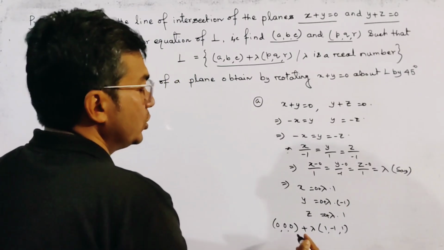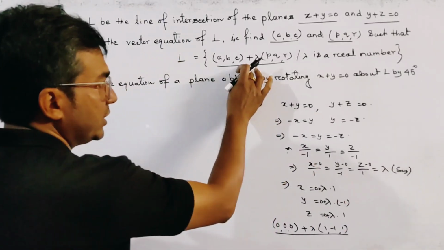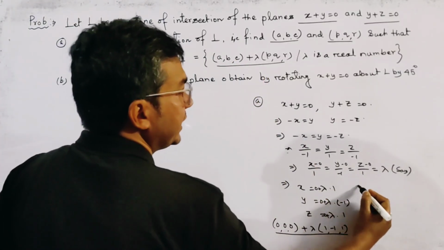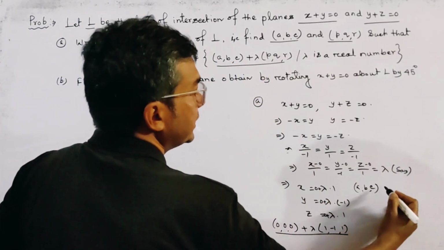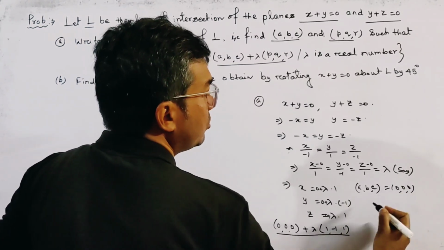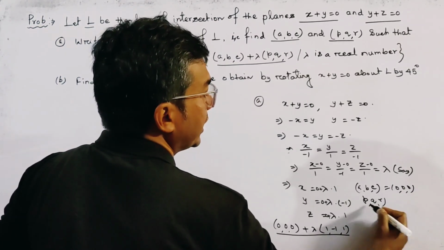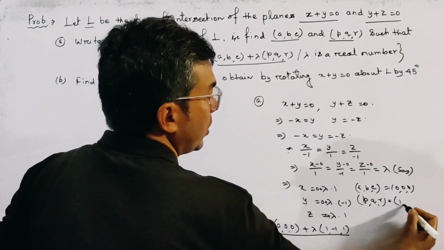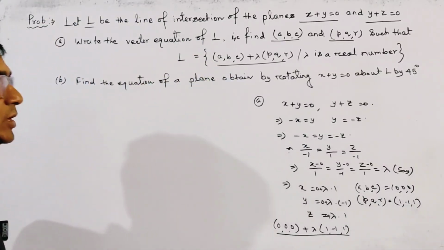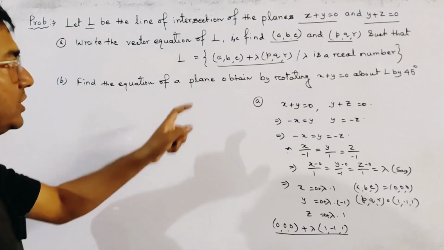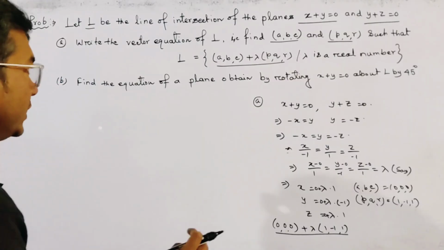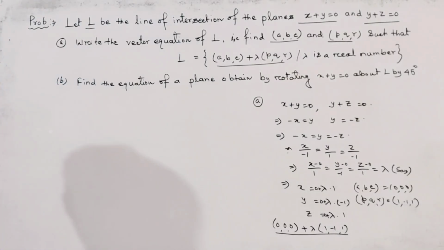Comparing this relation with the given relation, we can write that (A, B, C) is (0, 0, 0), and (P, Q, R) is (1, -1, 1). Very simply, we have solved the first portion. Right, now we go to the second part.